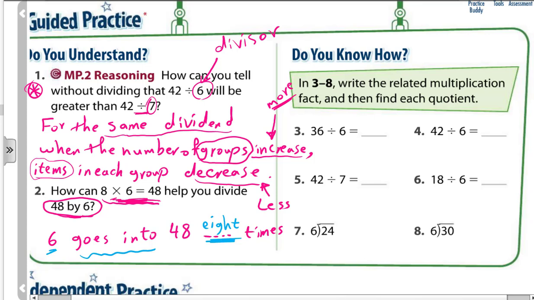Yahya? Yes, teacher. The first one, 36 divided by 6. The answer is 6. Okay, can you give me the related multiplication fact? Can you give me the reason? The reason is because 6 multiplied by 6 equals 36. Great work, thank you my hero.